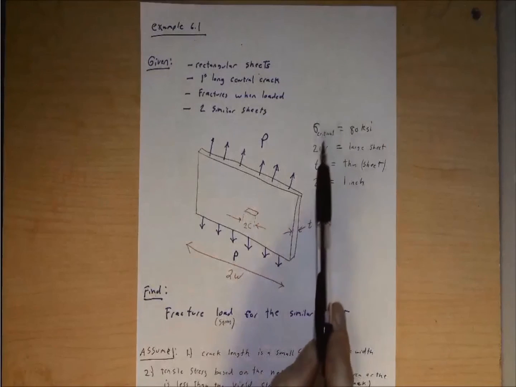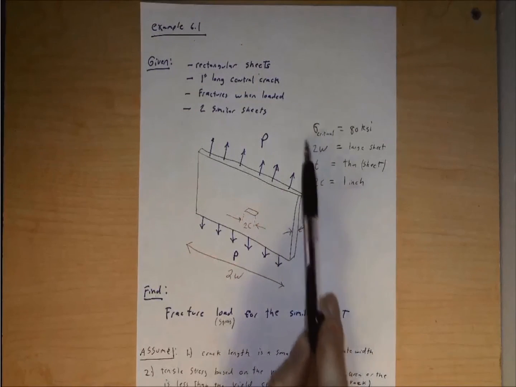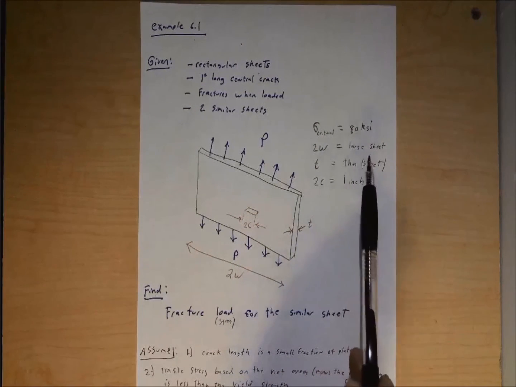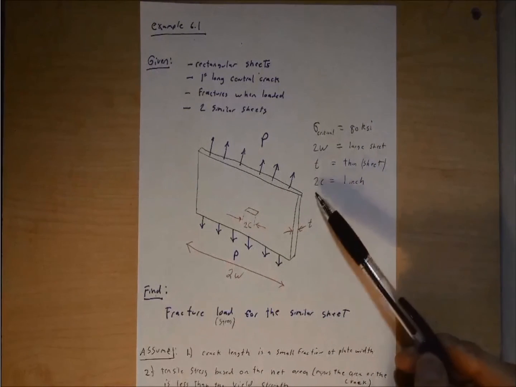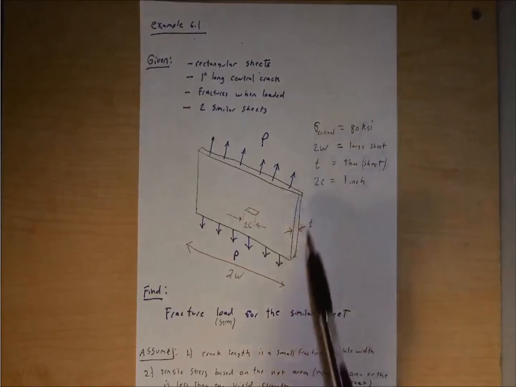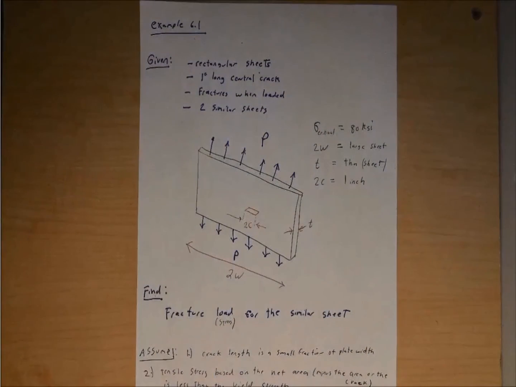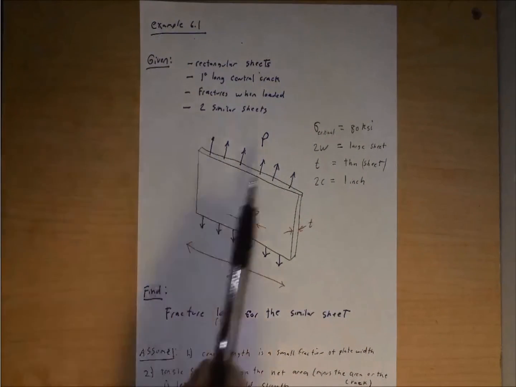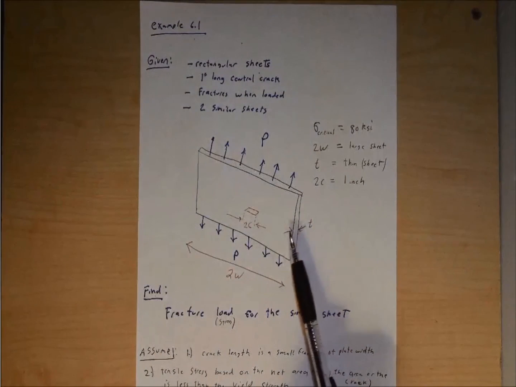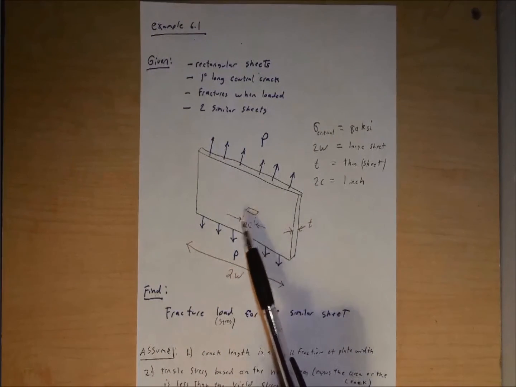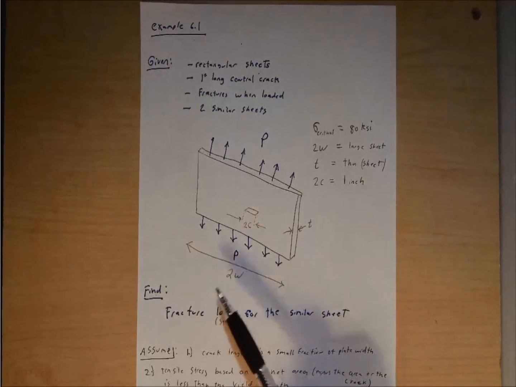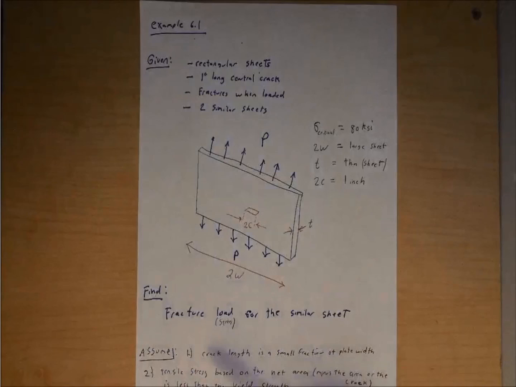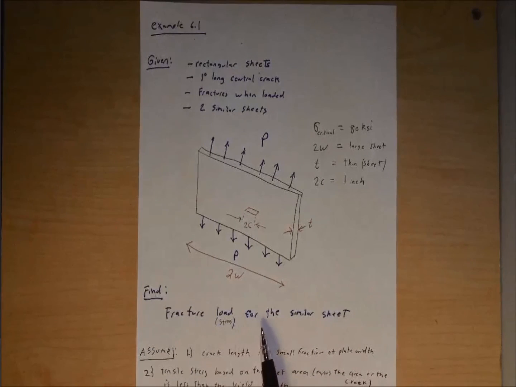So if we write down all the other information from the given schematic over to the right over here, so we have the 80 KSI, 2W is a large sheet, T is a thin sheet, 2C is equal to 1 inch. Redraw this out, kind of color coordinated a little bit here, so we have this external load in blue, P up here, our thickness in red over here, T, crack in orange here of 2C, length over here, the dimension in red here, 2W. And again, they want us to find this fracture load or the stress for the similar sheet.